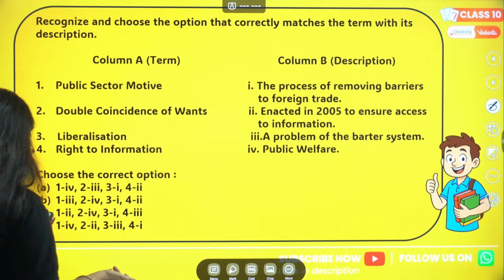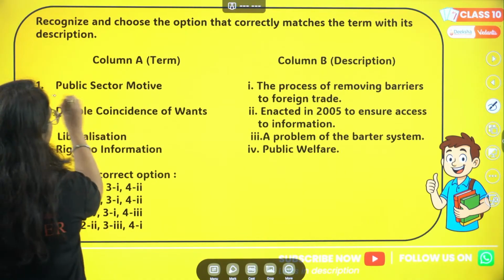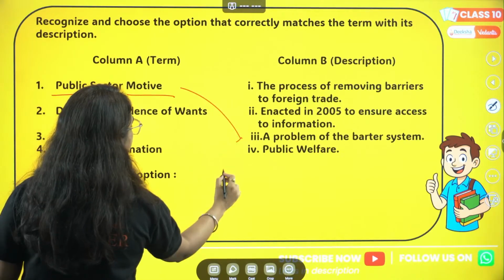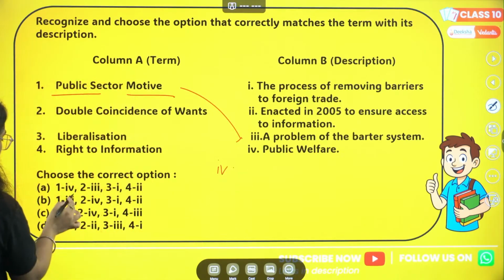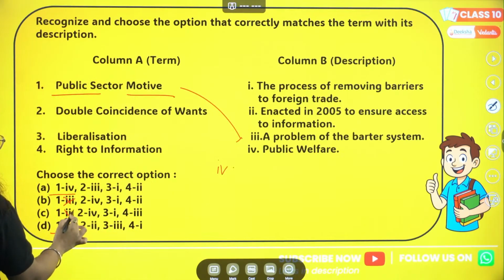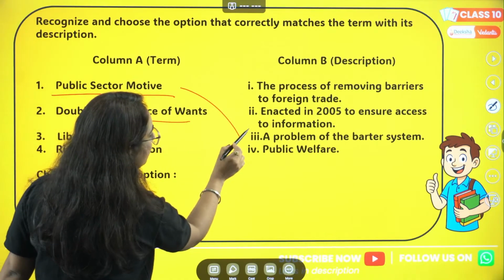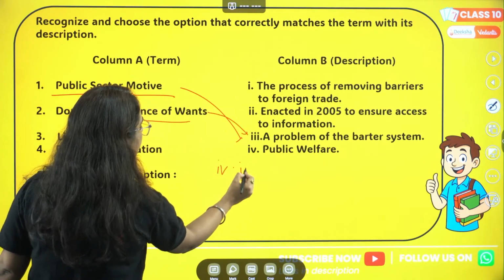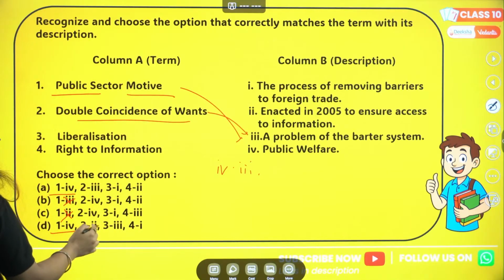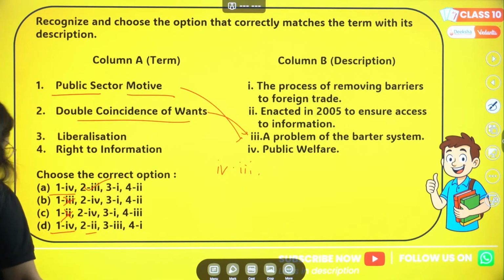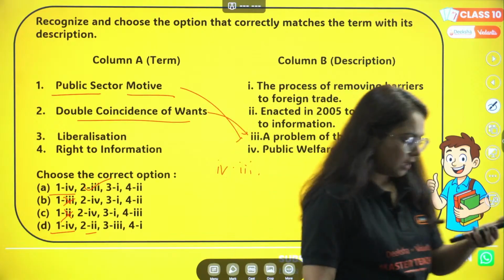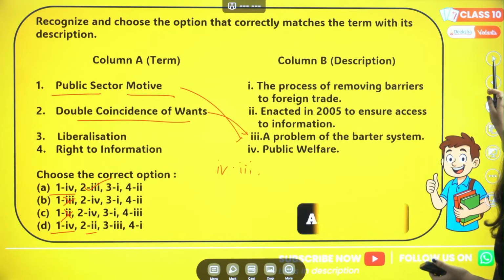Okay, let's check this. Public sector motive, public welfare. 4. So here it is. Eliminated. Double coincidence of want, a problem of barter system. 1, 2, 3. So where it is 3, there it is. Very good. See, this is how you need to solve your answers in your exams too.